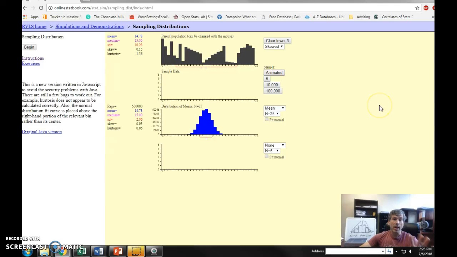So play around with that applet a little bit, do some other demonstrations. This will really give you a better conceptual sense of what it means to create this sampling distribution and how it tends to affect our key descriptive stats. For now, you can move on to that practice quiz.